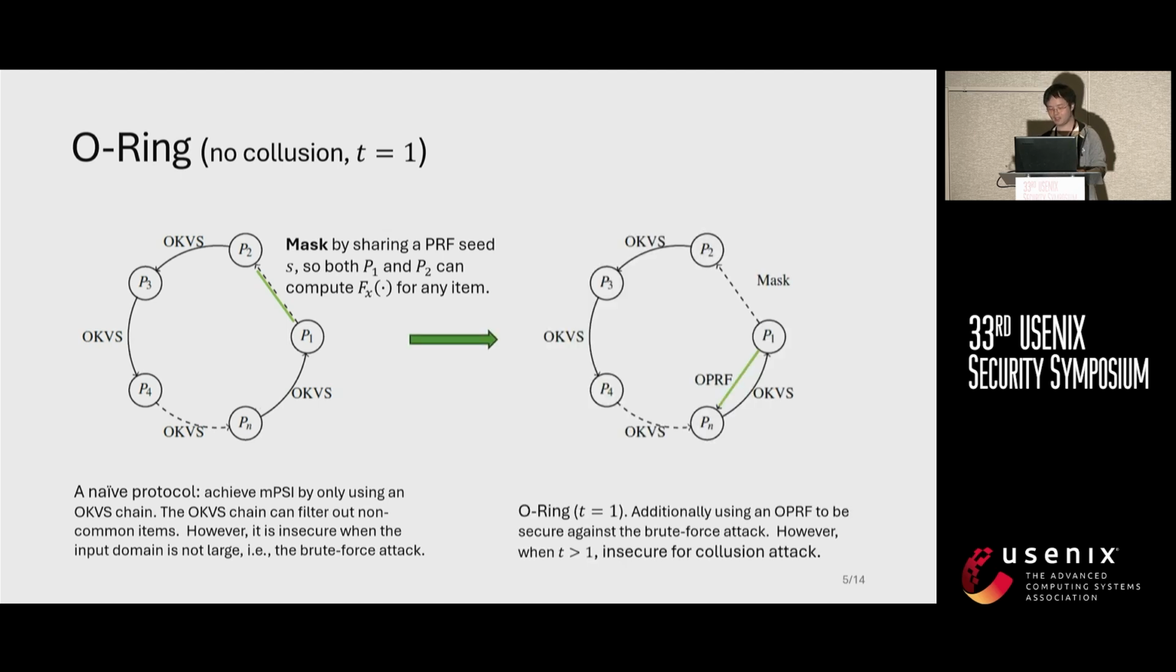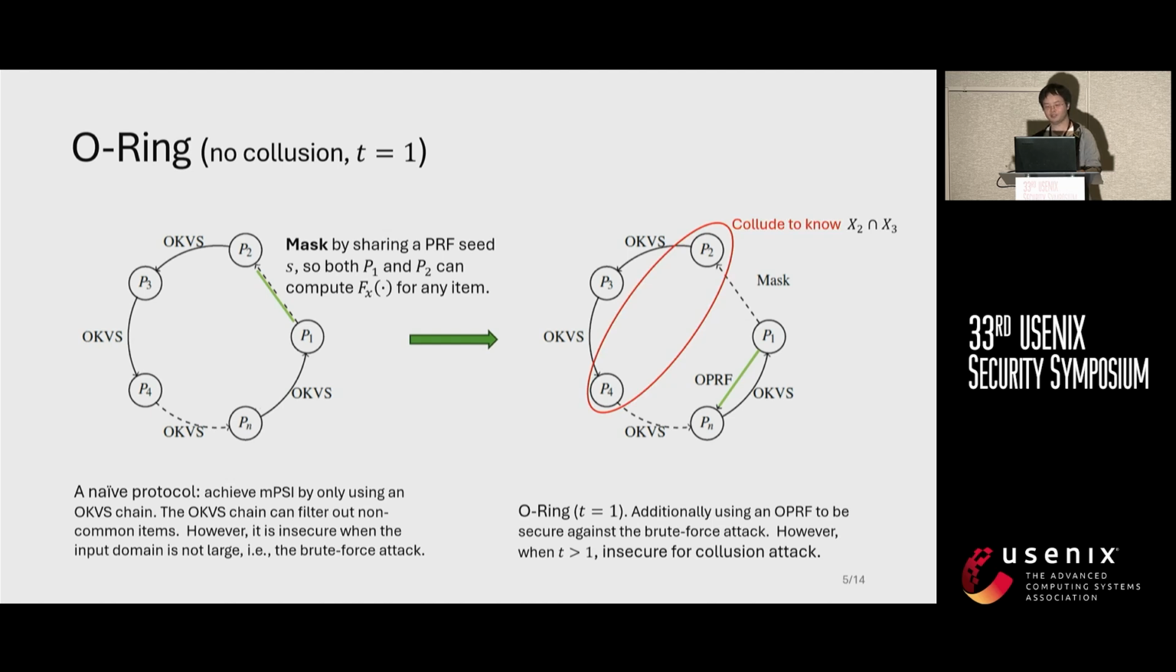So we have another design where we can simply add an OPRF between P1 and Pn. Because OPRF is usually directional, only Pn has the OPRF key. So P1 cannot compute the related OPRF values, so it can be secure. So here, we give it for O-ring with T equals 1 because there's no collusion.